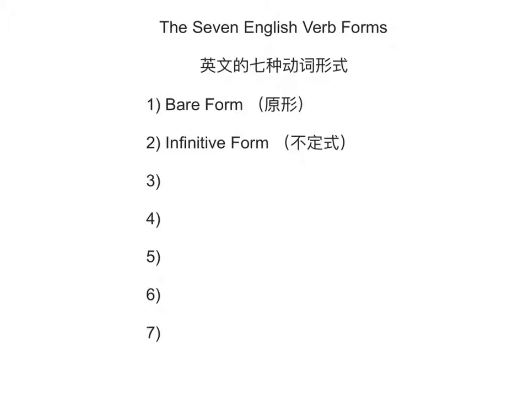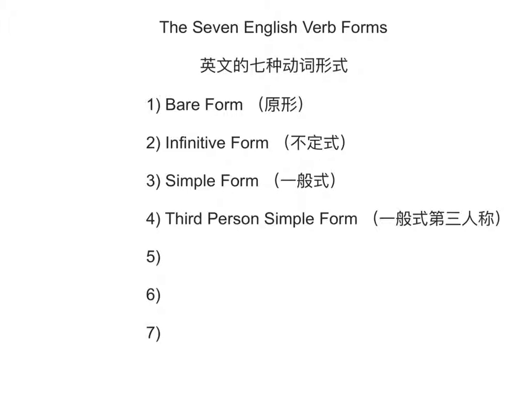The third verb form is called the simple form. In Chinese, it is called 一半式. The fourth verb form is called the third person simple form. In Chinese, it is called 一半式第三人称, but we will just call it 第三人称 going forward.